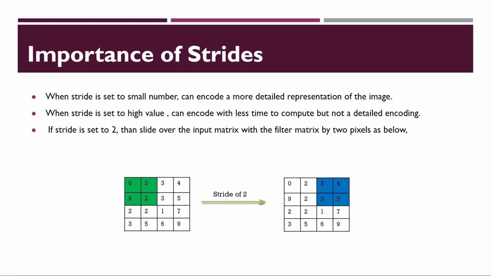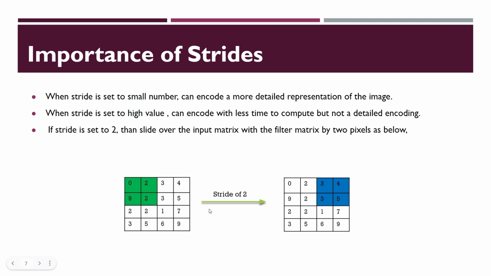So now let's talk about the importance of the strides. When the stride is set to a small number like 1, we can encode a more detailed representation of the image because of the greater number of convolutions. On the other side, if the stride value is set to a higher value, let's say 3 or 4, we can encode with less time to compute, but not a detailed encoding.